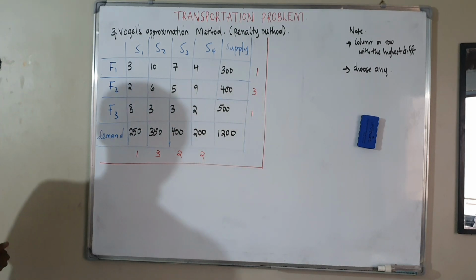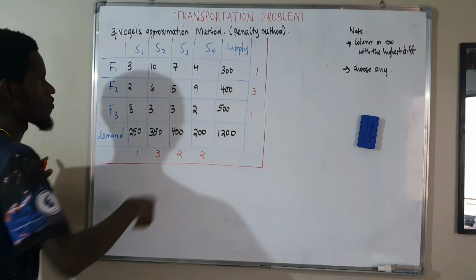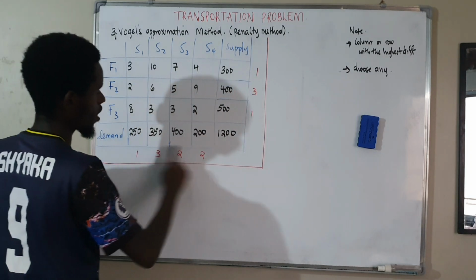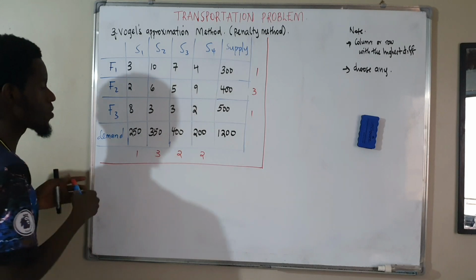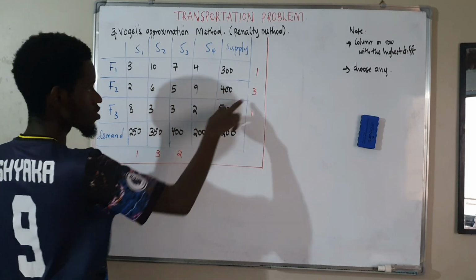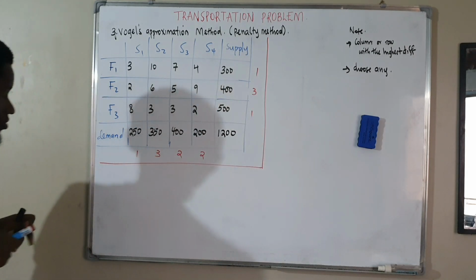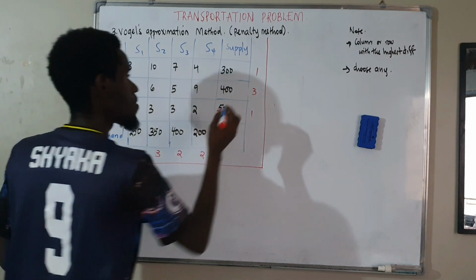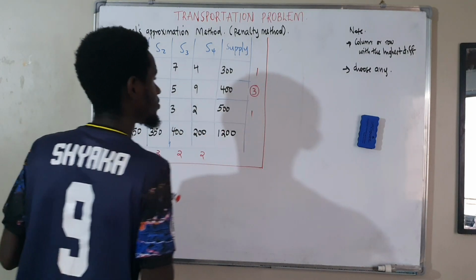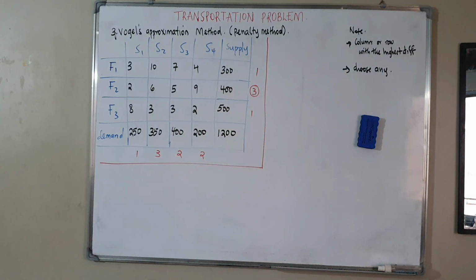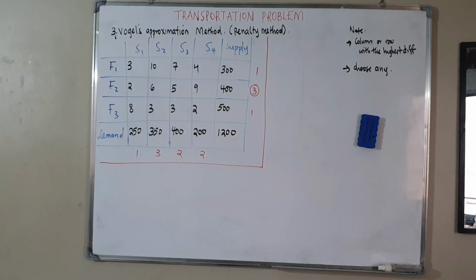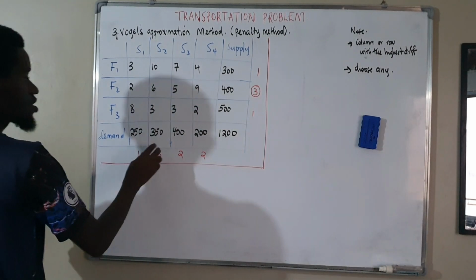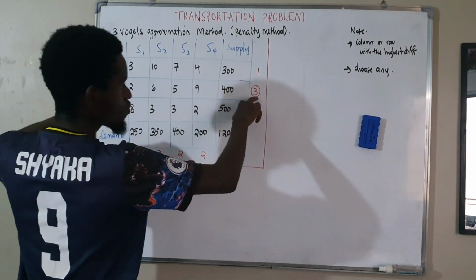Now we come back. For example, here I'm saying that for this row, the biggest difference is going to be a 3, and for this column, the difference is also going to be a 3. Now between this 3 and this 3, I choose any I want. Me personally, I choose this 3. I have said that we choose arbitrarily. Therefore, I will begin with this 3.